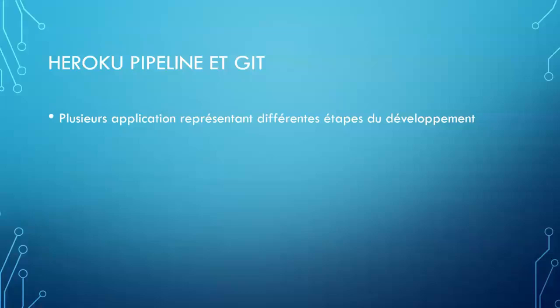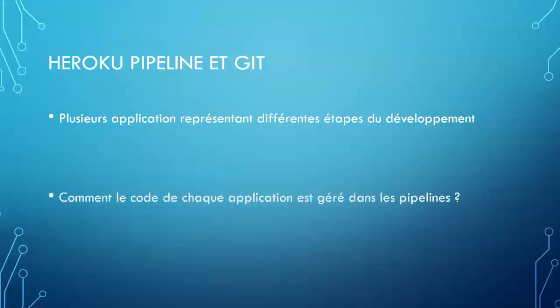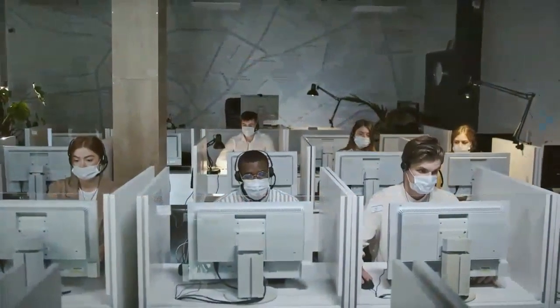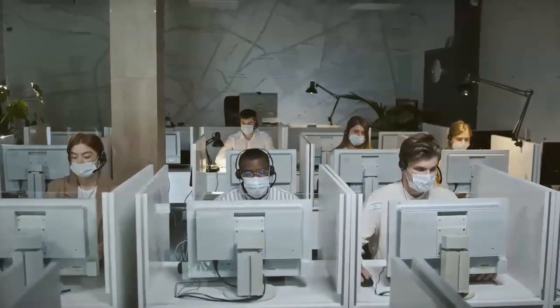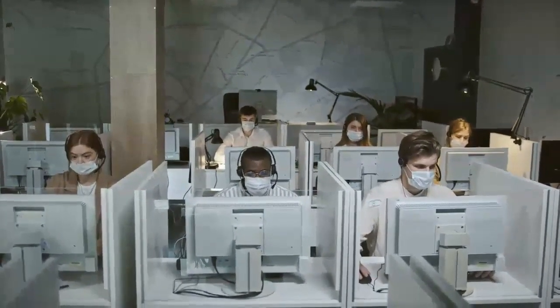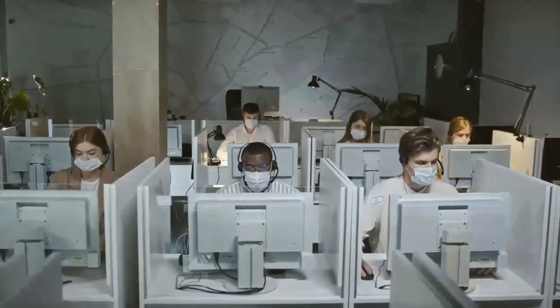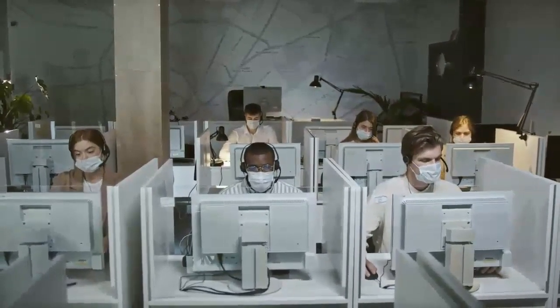How is the code of each application managed? We learned that there are several stages of development. Staging, development, production, and also the review apps, which are throwaways. Even if all these applications share the same base, the same source code, they are independent. While some are used for testing, a production app is used as the main app for the public.